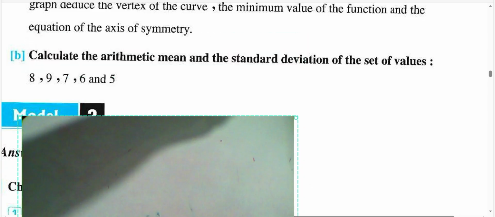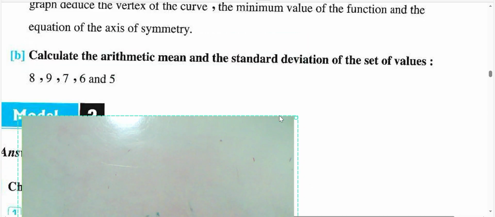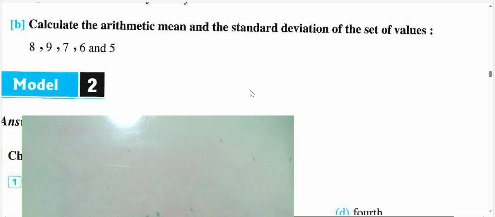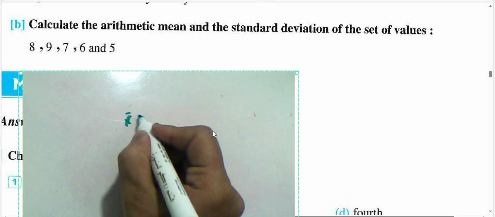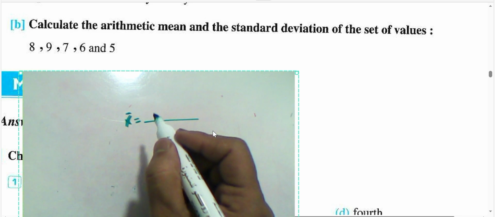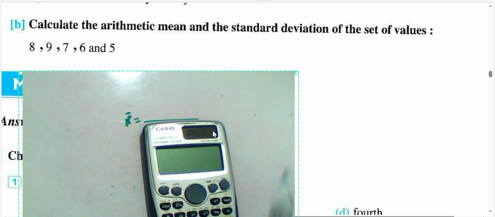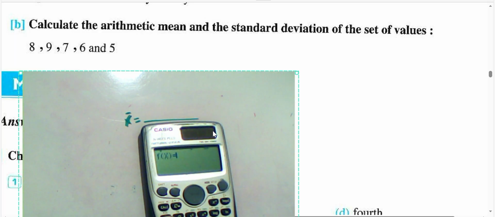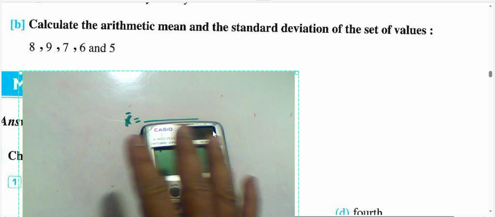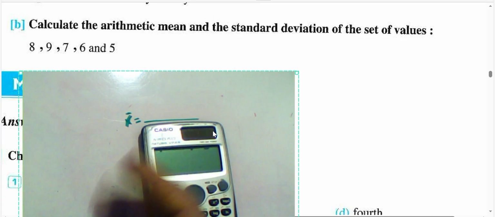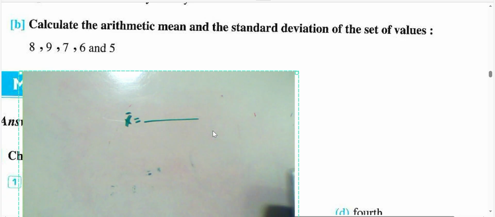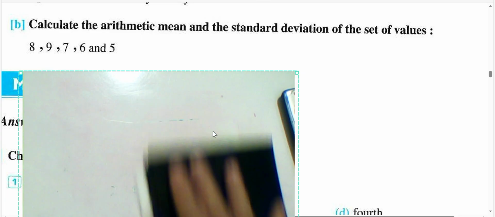Next question. You can solve this question. It's easy. You can find first the arithmetic mean, then the standard deviation. First step, x bar equals the sum of all numbers divided by the count, 5. Okay, you can do it by calculator or by your mind. We have here 8 plus 9, 17. 17 plus 7 equals 24. 24 plus 6 is 30. 30 plus 5 is 35. 35 divided by 5 equals 7. Then x bar will be 7.